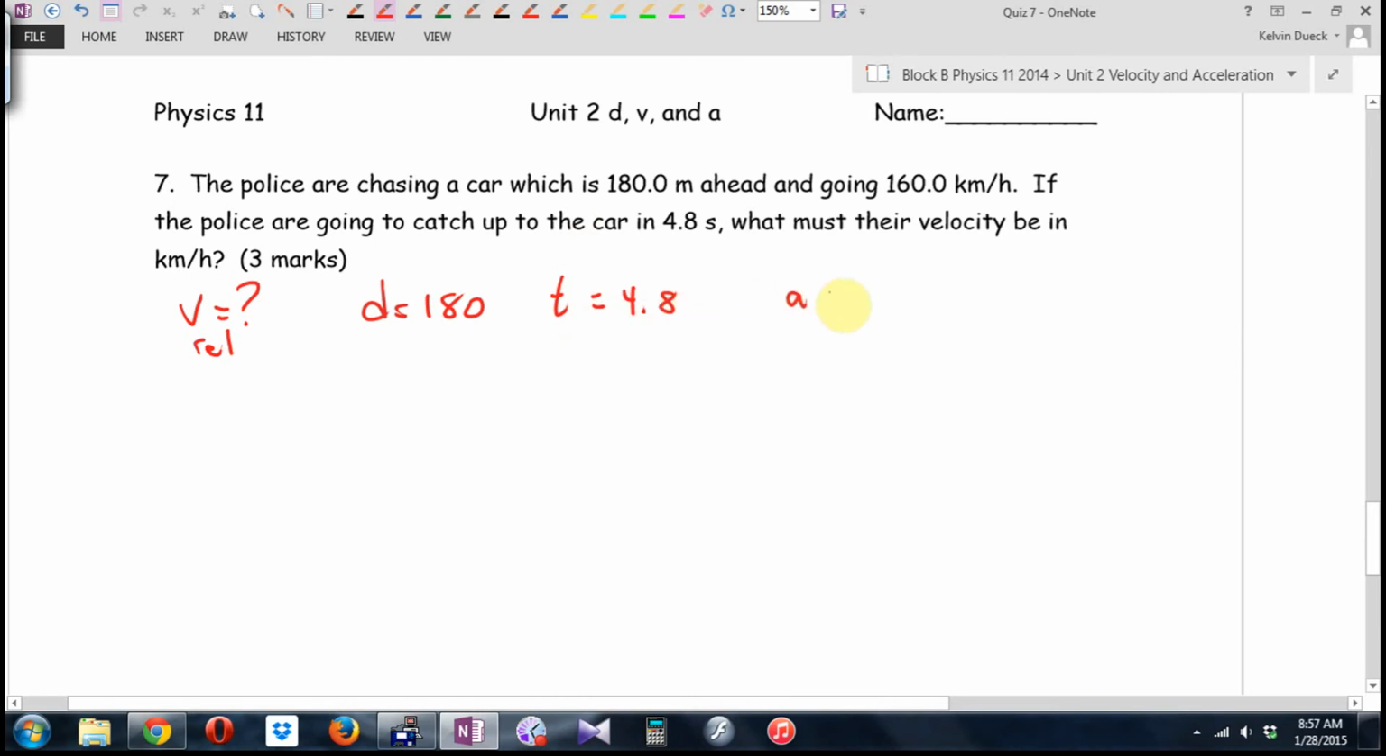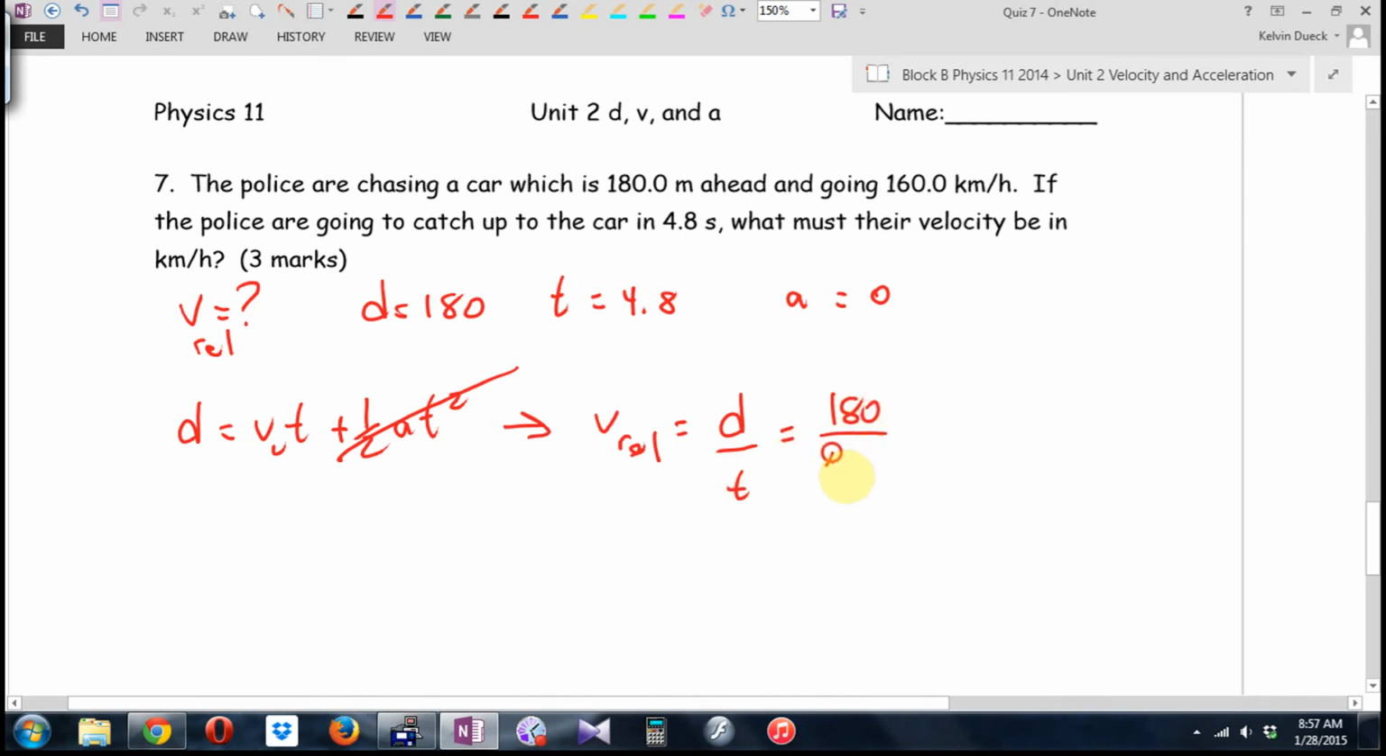1.8. Oh, and what's my acceleration in a relative velocity question? 0. I think right now we can go then, right? And I think we can say, now this is going to be a relative velocity that we're finding. It's going to be the distance divided by the time. It's going to be 180 divided by 4.8.